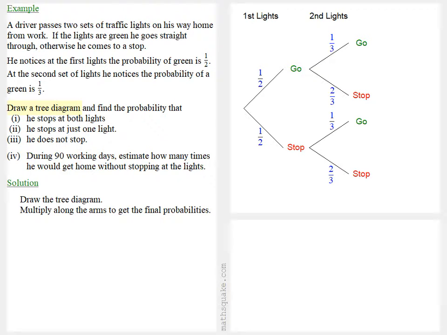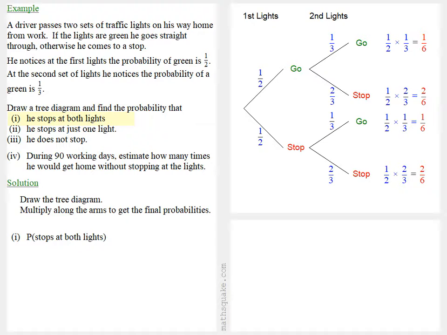Now, to get the final probabilities, we multiply along the arms. So, if the lights are go and then go, that's 1/2 times 1/3, which equals 1/6. If the lights are go and then stop, the probability is 1/2 times 2/3, which is 2/6. If the lights are stop and then go, the probability is 1/2 times 1/3, which is 1/6. And if the results are stop and then stop, the probability is 1/2 times 2/3, which is 2/6.